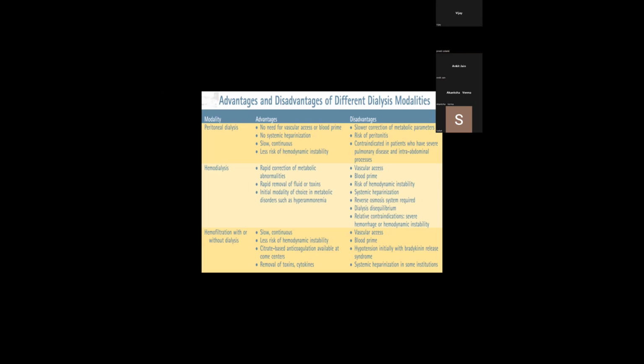Coming to the third mode of renal replacement therapy, that is hemofiltration with or without dialysis. It is also a slow and continuous process with lesser risk of hemodynamic instability. Citrate-based anticoagulation is available at some centers. Removal of toxins and cytokines can also be done. It has the disadvantage of vascular access, and blood priming is also required. It can cause hypotension initially with bradykinin release syndrome, and systemic heparinization is also required in some institutions.